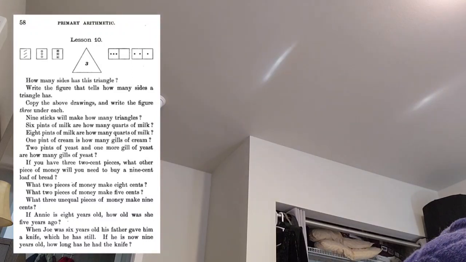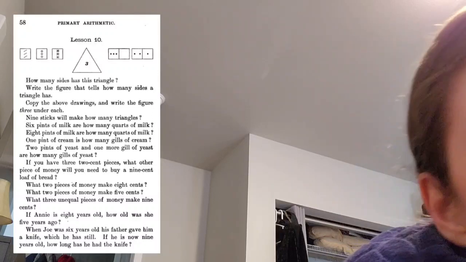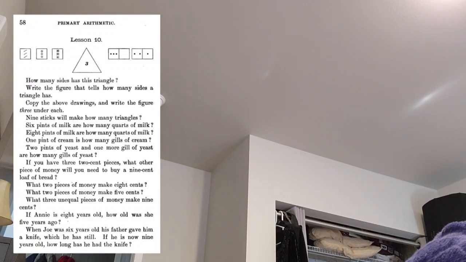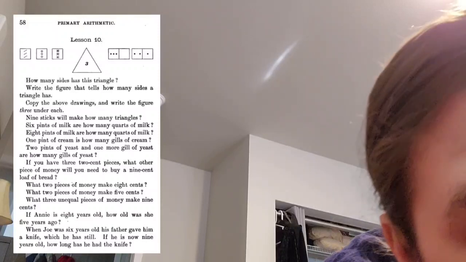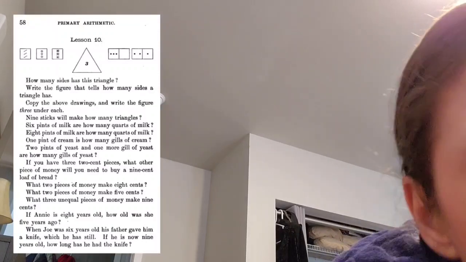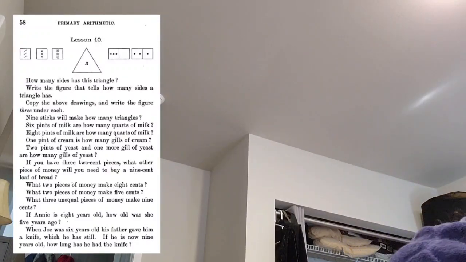The next question says, what 2 pieces of money make 5 cents? A 2-cent piece and a 3-cent piece. Bam! Hey, gotta give you the hard one right away. Then the other ones are easy. What 3 unique pieces of money make 9 cents? 3 3-cent pieces. They should bring back the 3-cent piece.